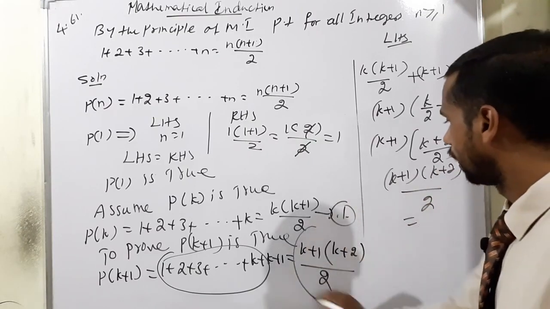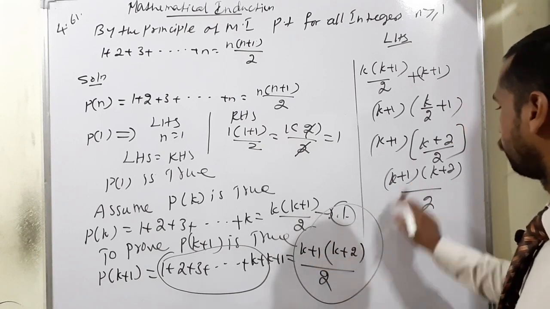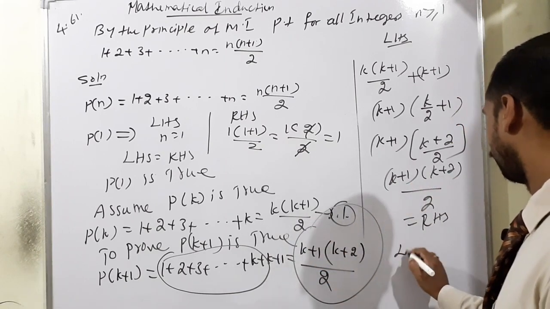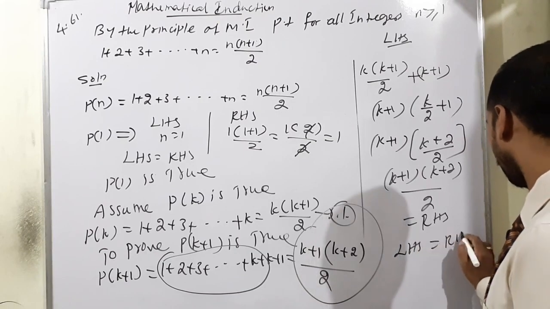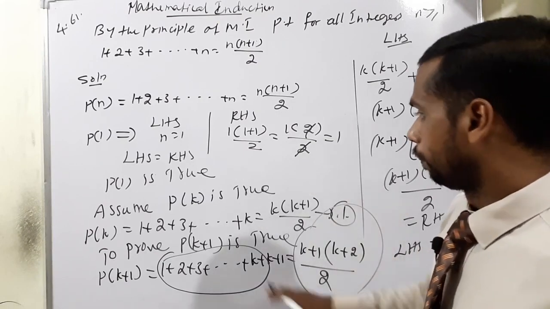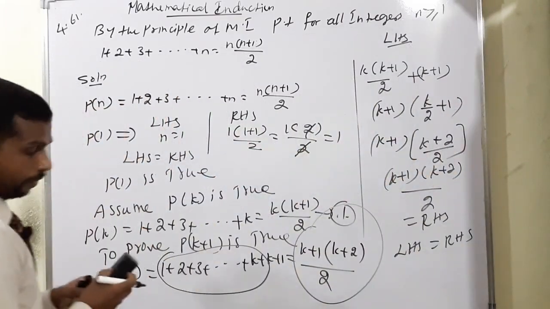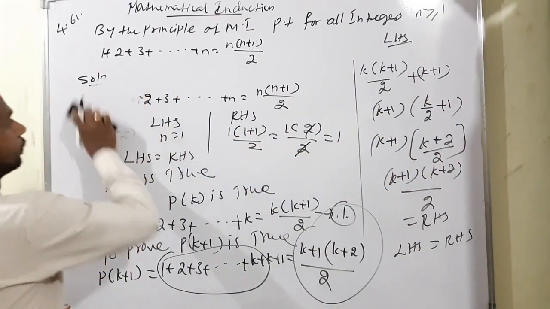This is our RHS term now. Look at that: k plus 1 into k plus 2 divided by 2. This is called RHS. Therefore, LHS equals RHS, which means we can say P of k plus 1 is true, isn't it? So, how to finish the line?